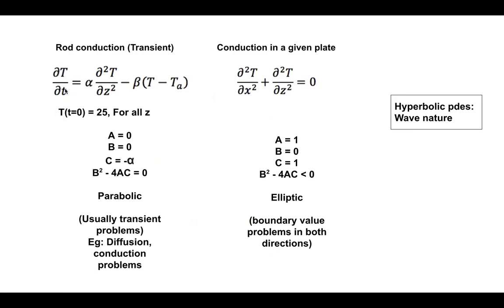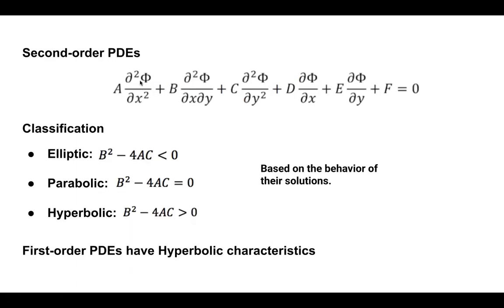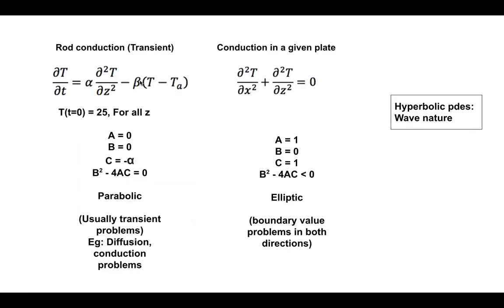This transient part is equal to alpha times dou square T by dou Z square minus beta times T minus T infinity. So first of all, you have to decide whether it is a second order PDE. Yes, it's a second order PDE because the highest order is 2. So because of that, we say that it's a second order PDE.